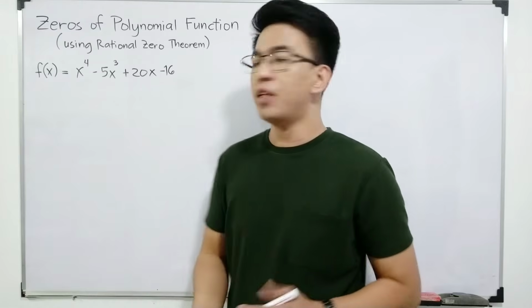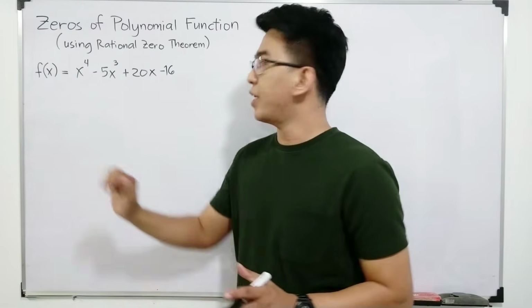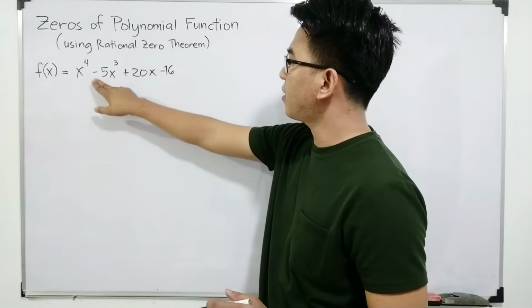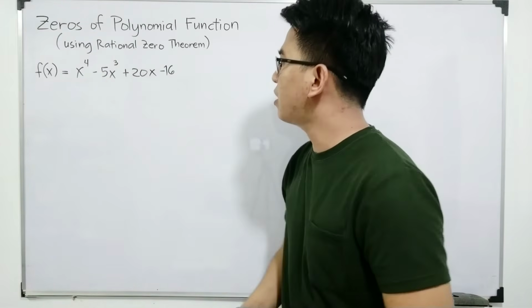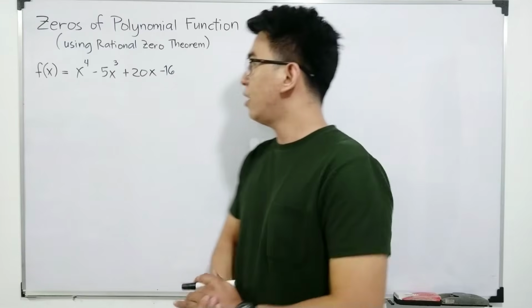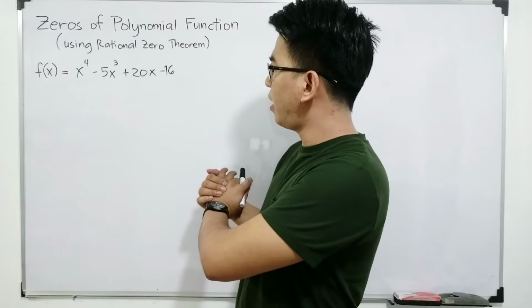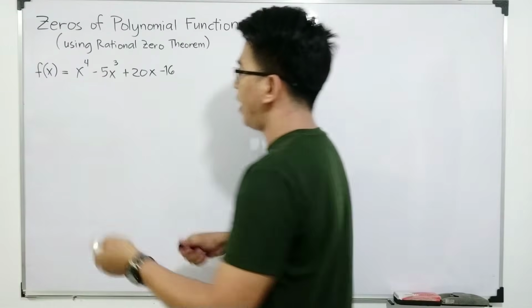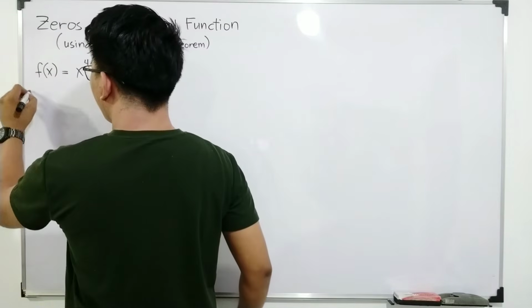Now, here's our example number 2. We are given the function f of x is equal to x to the 4th power minus 5x cubed plus 20x minus 16. Now, this one is a polynomial function with a degree of 4, and let's try finding the value of p over q.